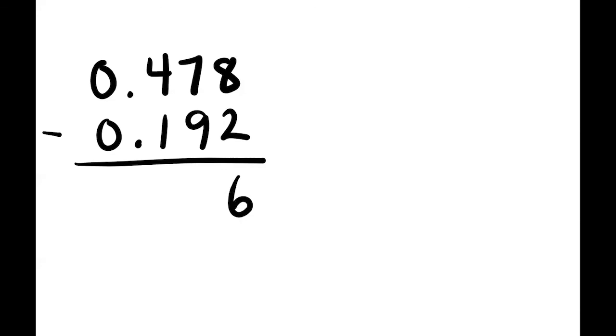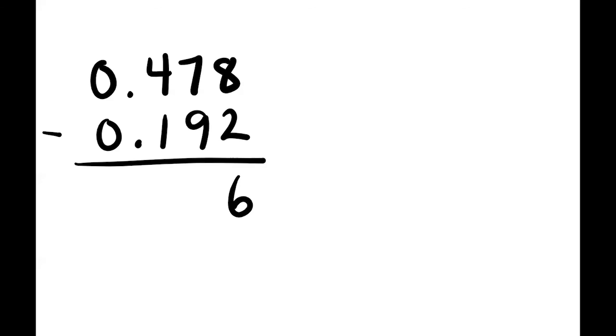Okay, let's take 478 thousandths minus 192 thousandths. Okay, and let's start with our smallest category, which is the thousandths place. And we have 8 minus 2, and that'll be 6. And then in my hundredths place, I have 7 minus 9. Can I do that? No, I don't have enough hundredths to complete this subtraction.